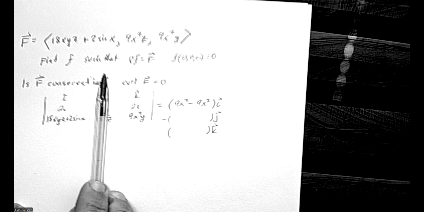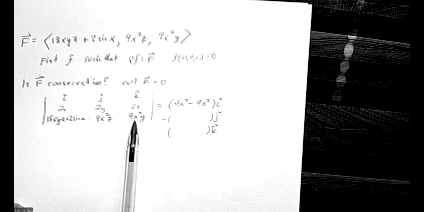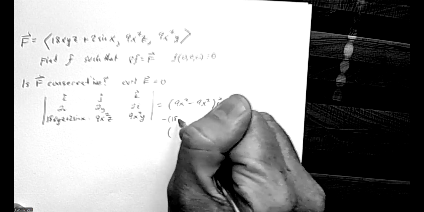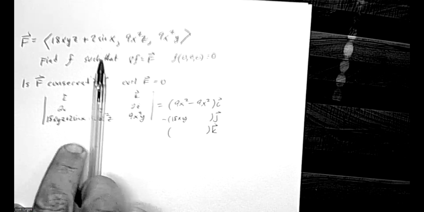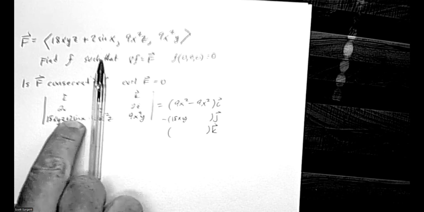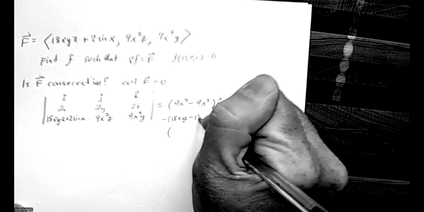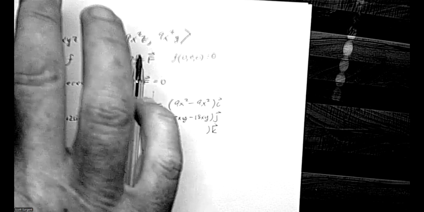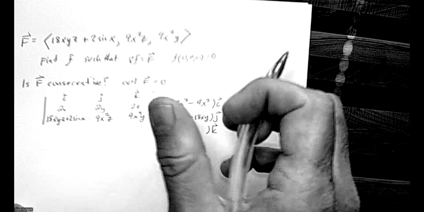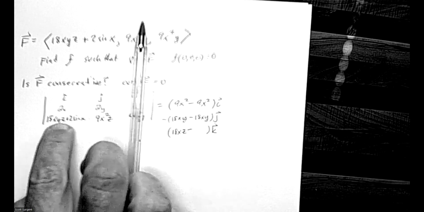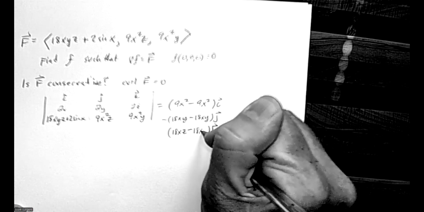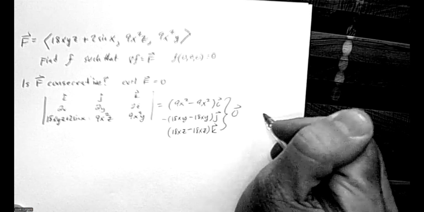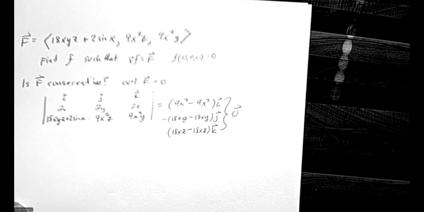For the j, we cover up this thing. We do partial with respect to x of this guy, which is 18xy, and then partial with respect to z of this guy, which is 18xy. Notice that 2 sine x just drops out. And then now we do it with k. Partial with respect to x here is 18xz minus partial with respect to y of this, which is going to be 18xz. And again, the 2 sine x doesn't factor. So sure enough, we get the 0 vector. That indicates that the vector field is likely conservative.